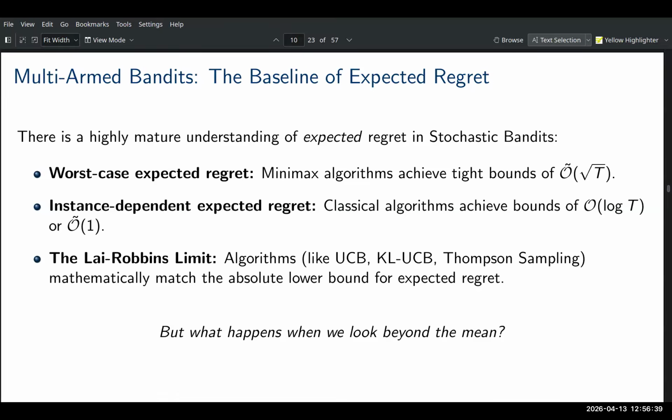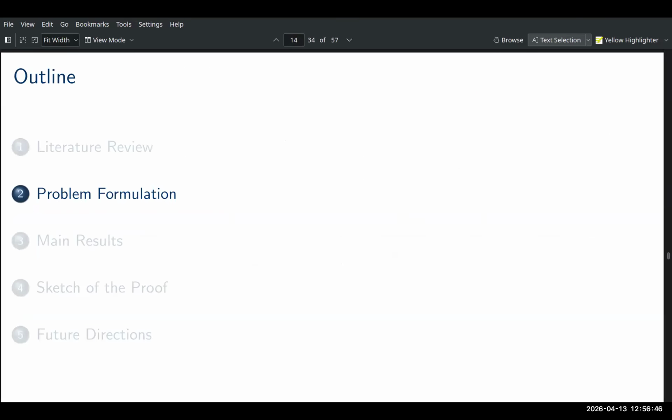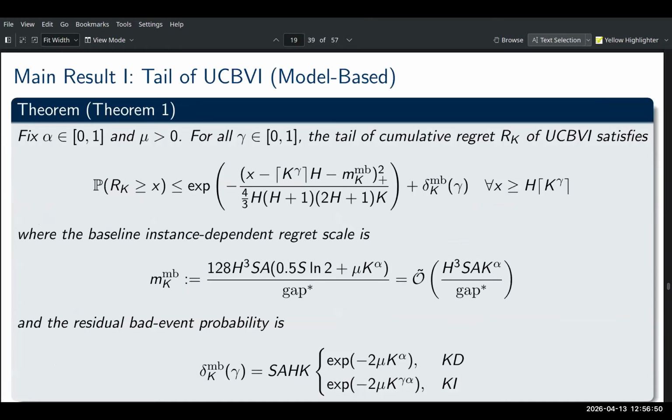So the gap is the equivalent of that delta in the bandit literature? Exactly. Yes, yes. Okay. If you would have been happy with linear regret in terms of T, we could have avoided one over the gap now.